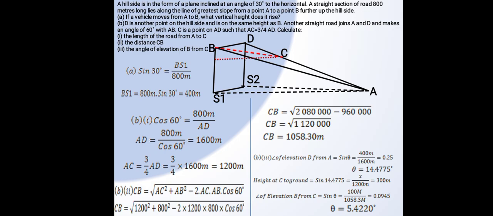Now let's compute AD. What do we get? We get AD is 1,600 meters, but AC is 3/4 of 1,600 meters. So taking 3/4 of that, we get that AC is 1,200 meters.